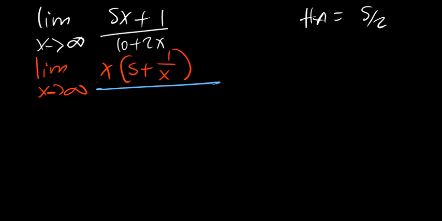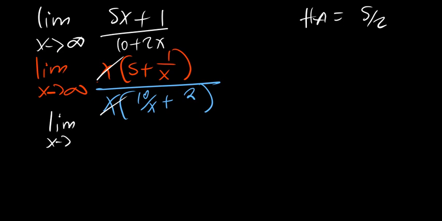Then the down part I'll follow the same x. Here I'll say 10 over x, plus 2x divided by x, that becomes 2, because x and x will go. Now this x and that x down there will go. Now what I have is 5 plus 1 over x, divided by 10 over x plus 2.